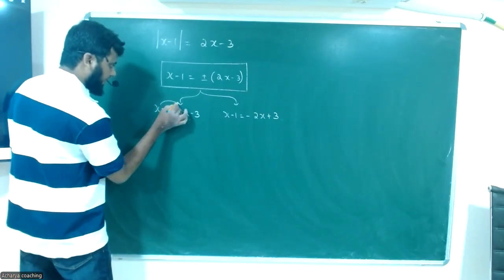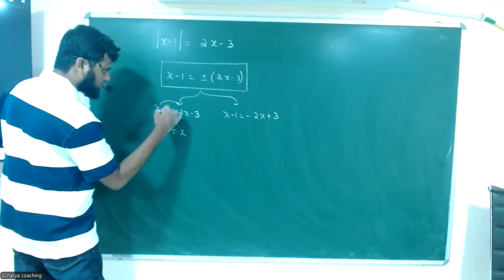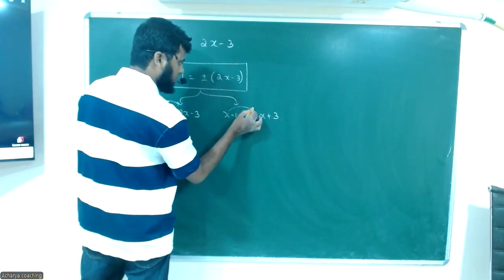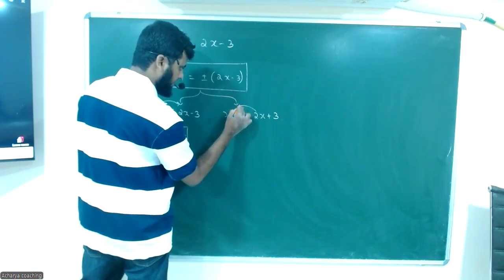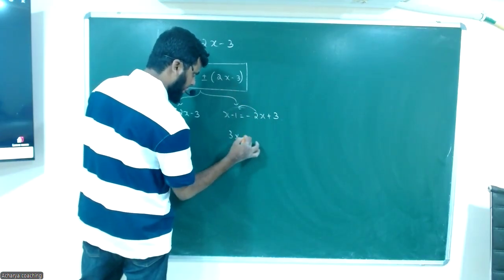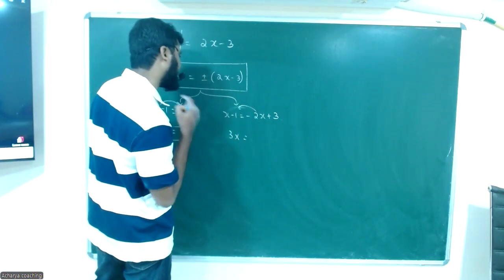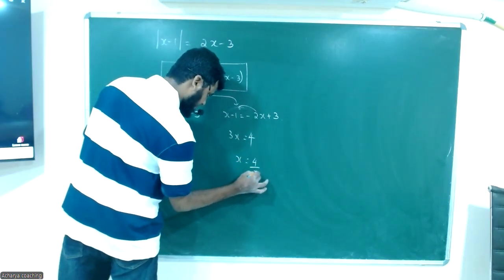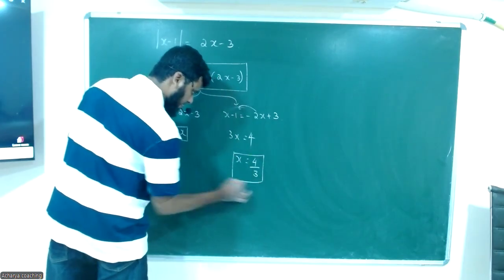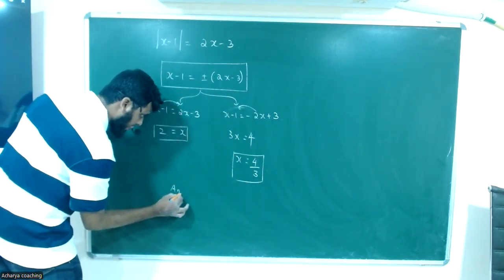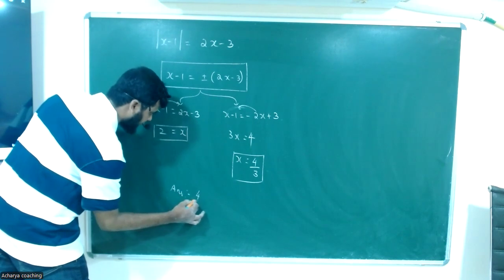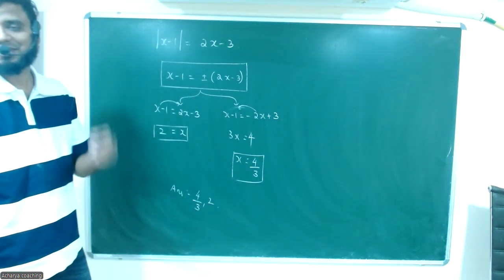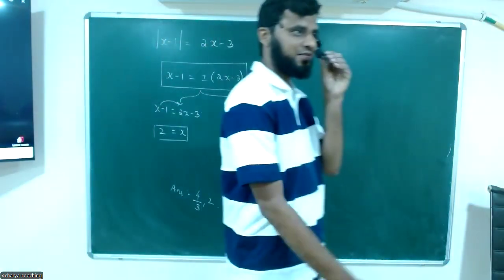So this will be 2x minus x, so 3 minus 1, 2. So x value is 2. Here, this I will bring here. 2x plus x, 3x. 3 plus 1, 4. So x value is 4 by 3. So what is your answer? 4 by 3, 2. Is this clear? Is this correct? Not correct. Why?